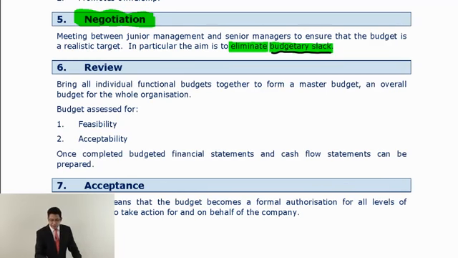Review is a very long process, and it is used to test whether our budgets are working to achieve our original aim. So for example, our original aim was to increase profits by 10%.